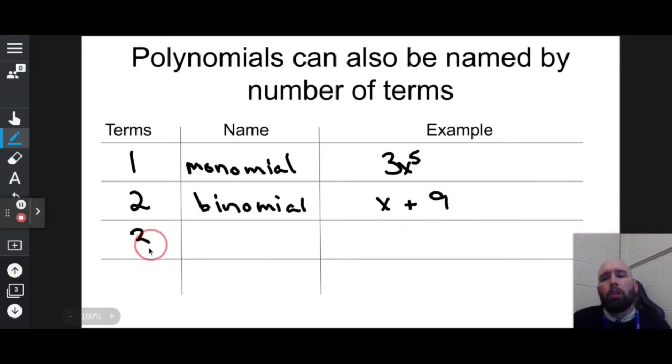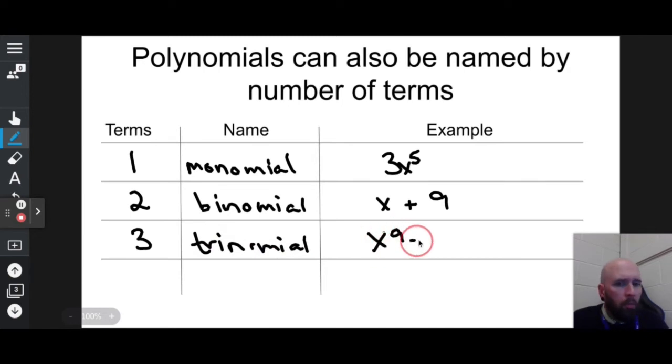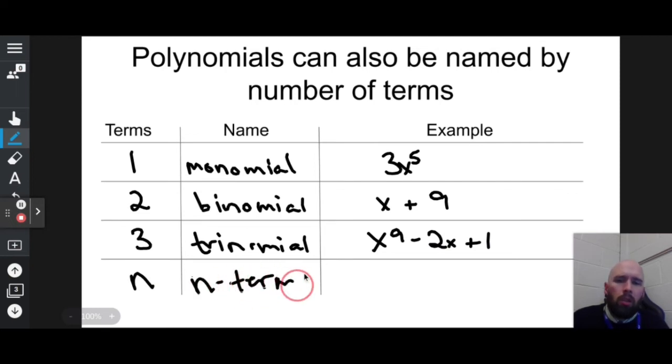3 terms is a trinomial, and that could be like x to the 9th minus 2x plus 1, 3 terms. And anything after that, we just say n term, because we don't want to name too much. So we're going to ignore that example right there. So 4 term, 5 term, 6 term, 7 term, stuff like that.